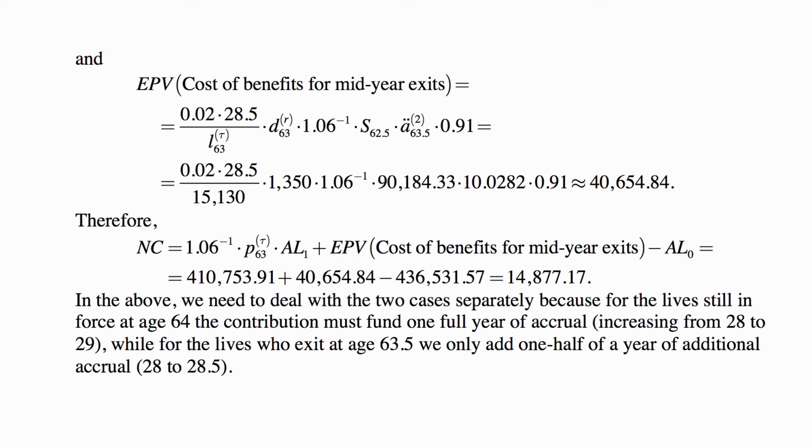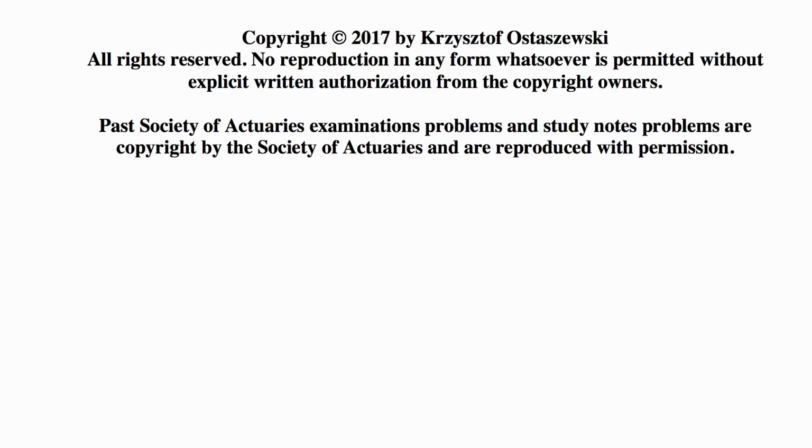Now, in this calculation above, we need to deal with the two cases separately, because for the lives still in force at age 64, the contribution must fund one full year of accrual, increasing from 28 to 29 years of service, while for the lives who exit at age 63.5, we only add half of a year of additional accrual, 28 to 28.5. Well, that's the end of this problem.